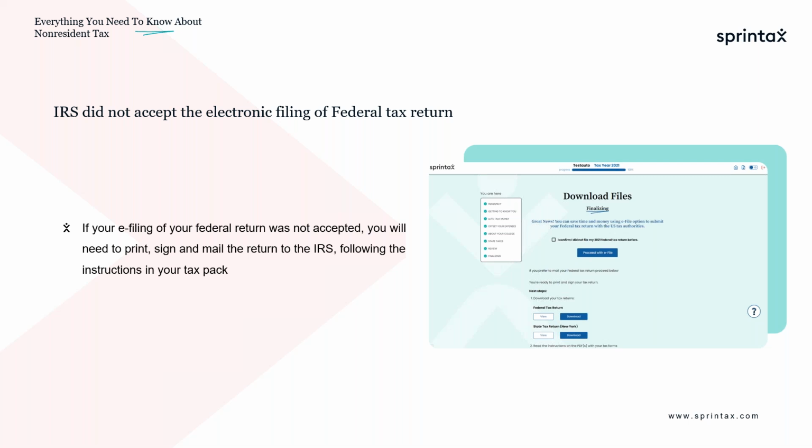And when you complete your returns on Sprintax, you will get a federal tax pack, which you can download. It will have all of your completed tax forms, as well as an instruction sheet outlining what to print, where to sign, where to send them to, and what to include to make sure that you are filing correctly. So if it is rejected, you will need to mail your federal return.